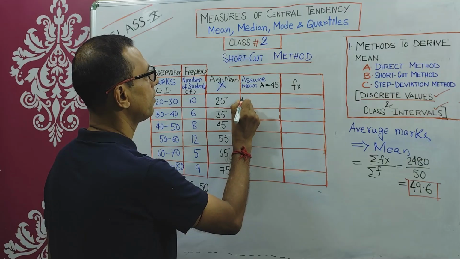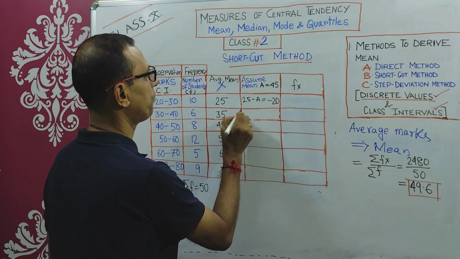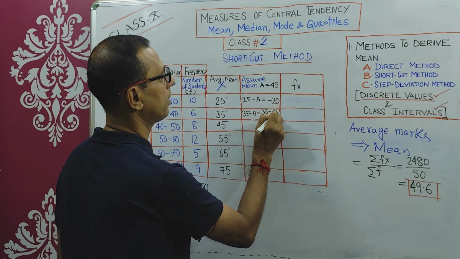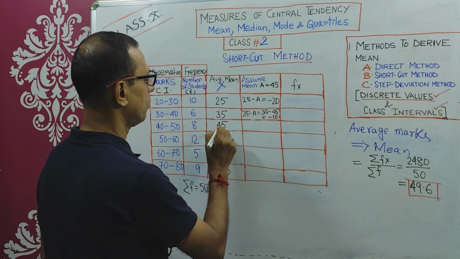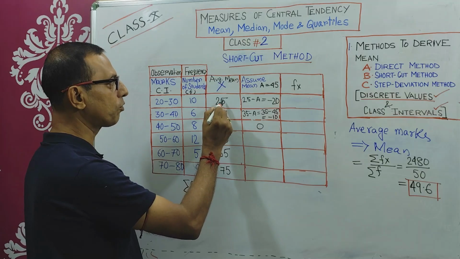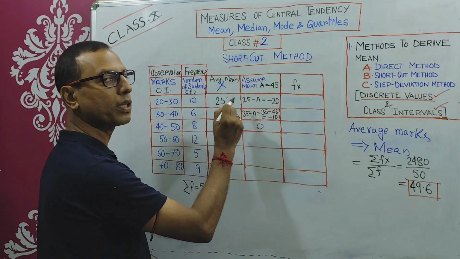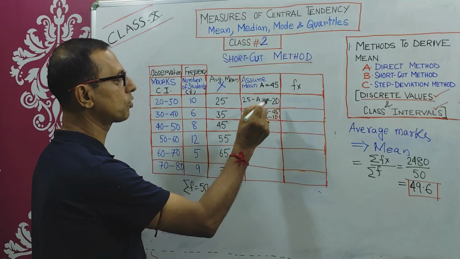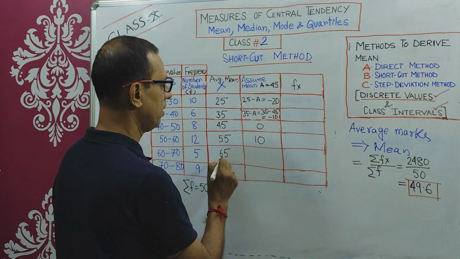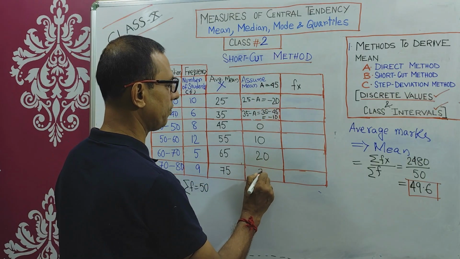That means 25 minus A equals minus 20. 35 minus A equals 35 minus 45, which is minus 10. 45 minus 45 is 0. In the direct method you calculate straight away from the average mean with the number of students, but here you are reducing the number so that your calculation will be much easier. So 25 comes down to minus 20, 35 comes down to minus 10, 45 comes to 0, 55 minus 45 is 10, 65 minus 45 is 20, and 75 minus 45 is 30.